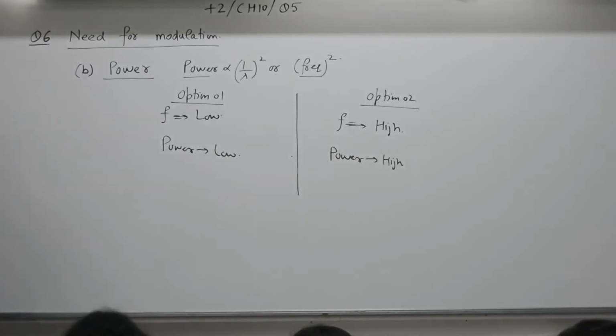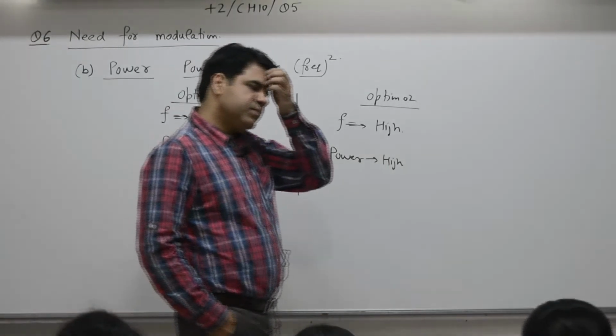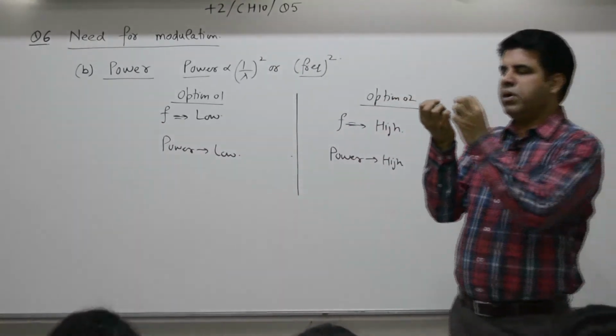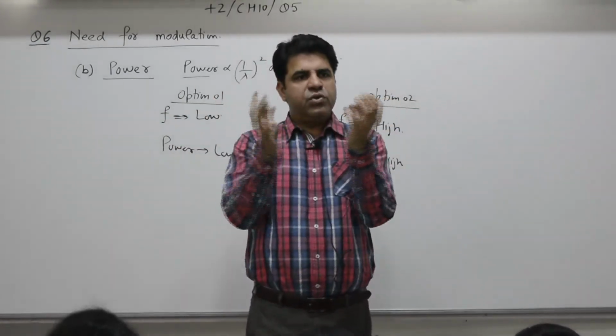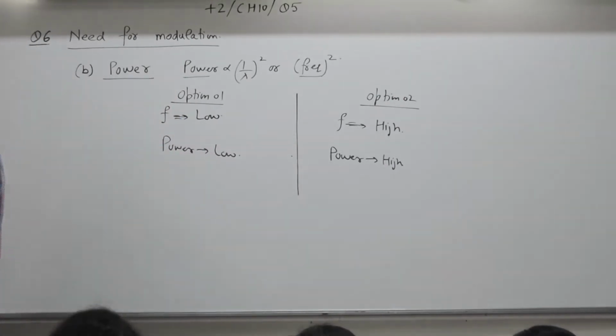What you need is powerful transmitters or low power transmitters? Powerful transmitters, because if you have a powerful bulb, you get more light. If you have a powerful tower, you get a better quality signal. That is why effective power is more for high frequency.